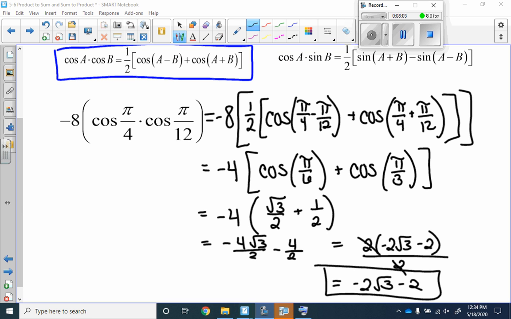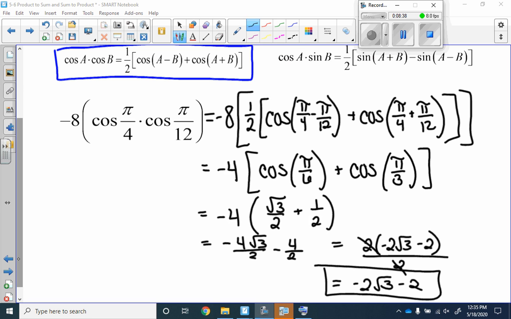Alright, so here you should get negative 2 square roots of 3 minus 2. Simplifying this down, you've got adding and subtracting, so it gives us the pi over 6 and the pi over 3. Negative 8 times the 1/2 gives me the negative 4, and then I'm just going through and solving that way. When I do get down to the end here, I take the negative times the square root of 3 over 2 and negative 4 times 1/2, and I combine that. Just notice that the 2's cancel out, and so I can simplify that down.